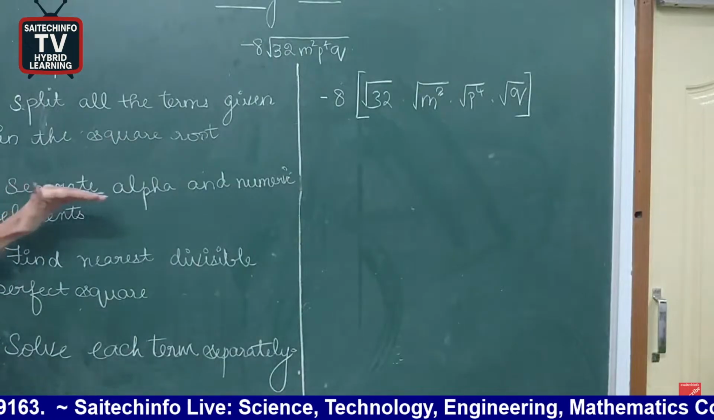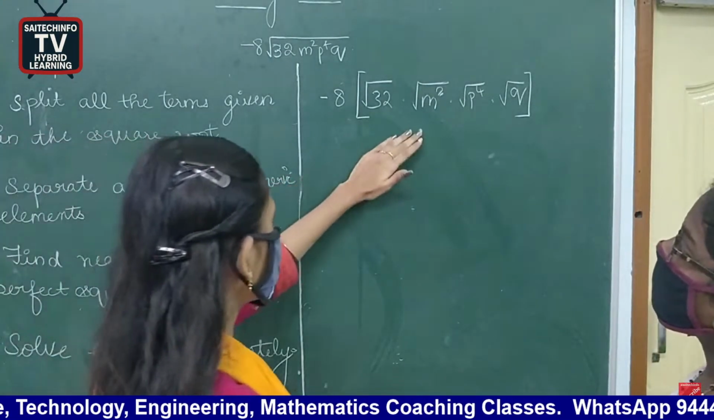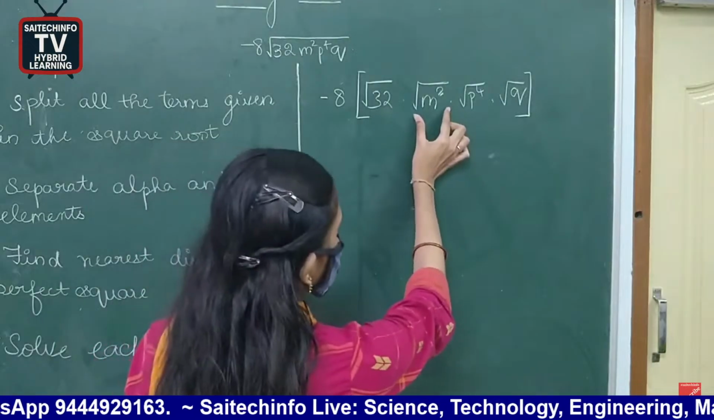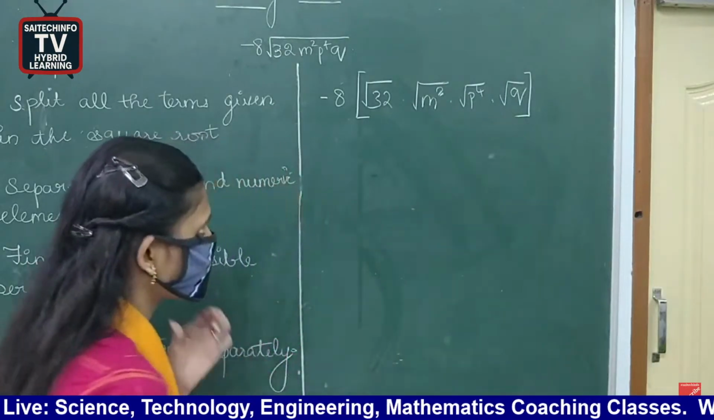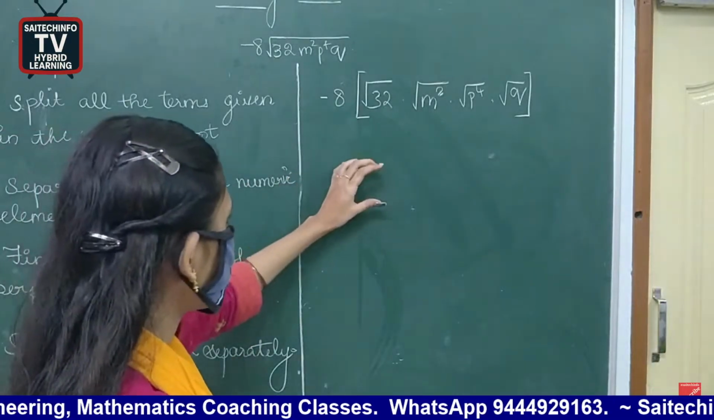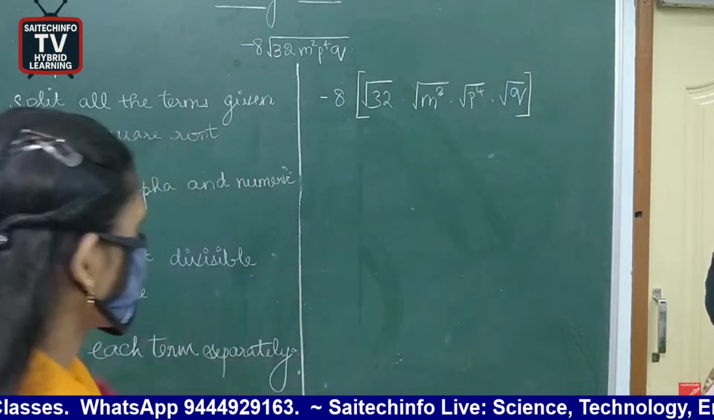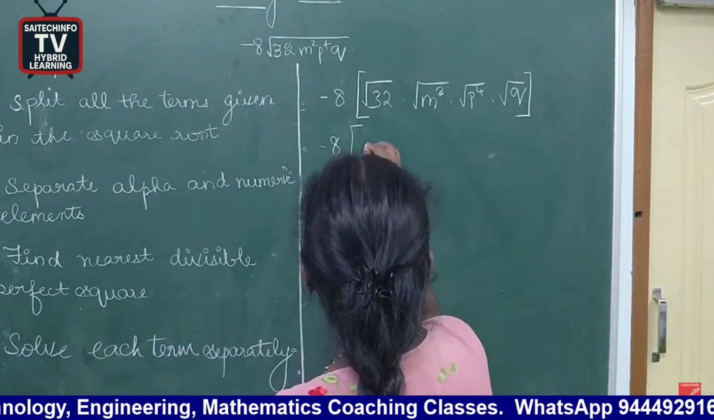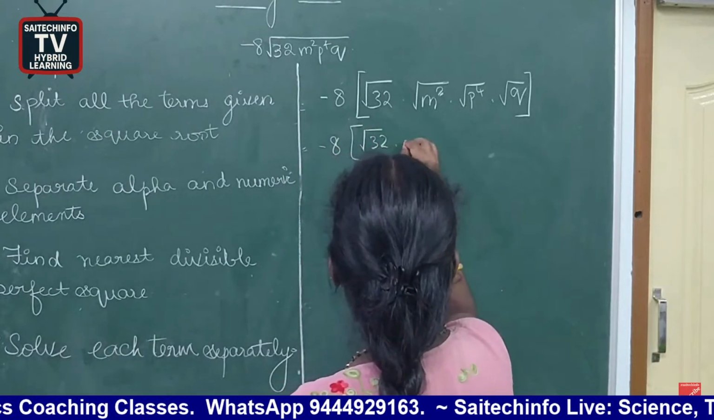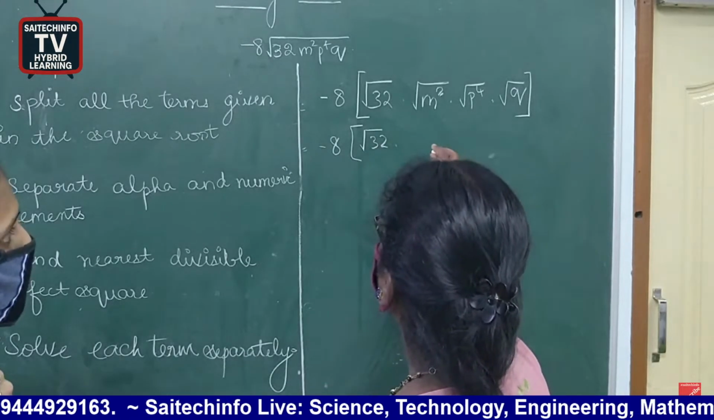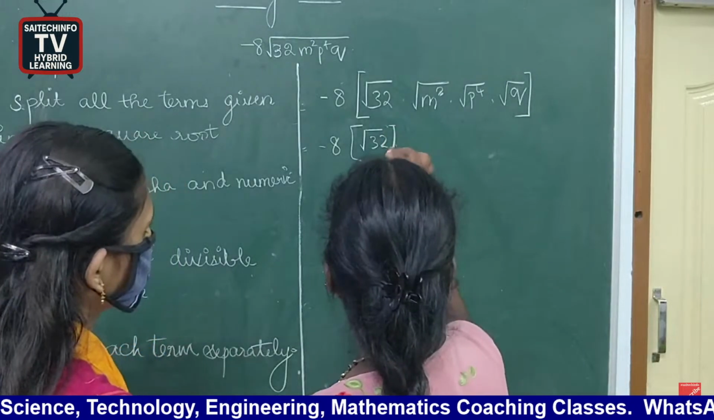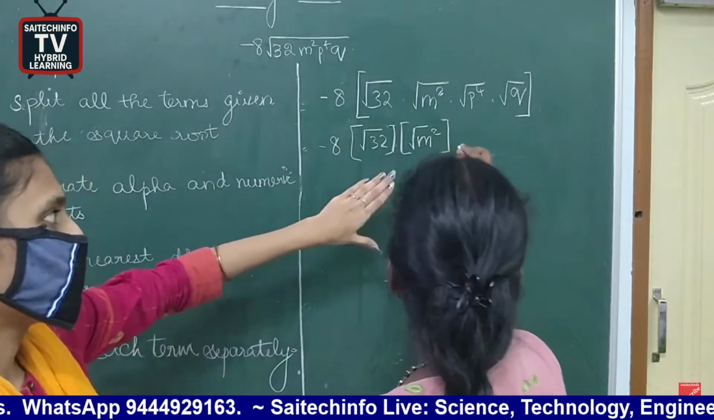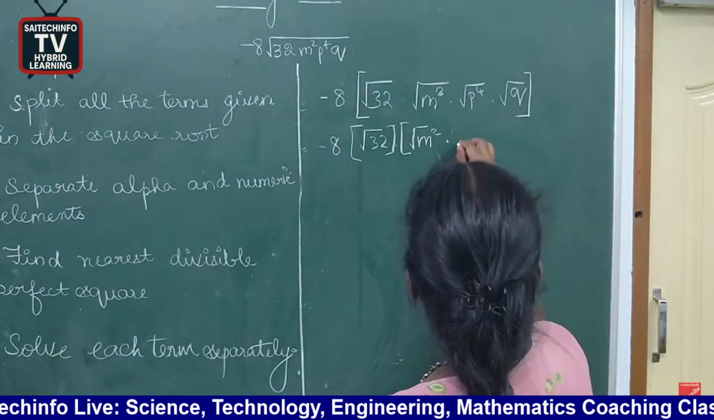The next step is to separate alpha and numeric elements. Let us find the alpha elements in this sum and the numeric element. The numeric element is root 32, and root m square, root p power 4, root q are the alpha elements. You have to separate the numeric and alpha elements. Already it is correct, so you have to repeat this step again. Minus 8, root 32. You can put it in a separate bracket also. For root 32, a separate bracket. Close the bracket and open again for the alpha terms.